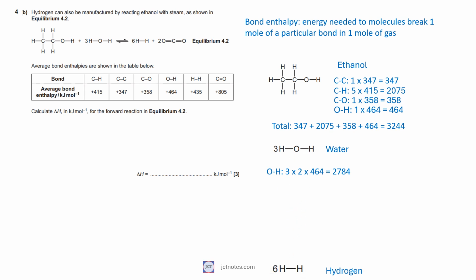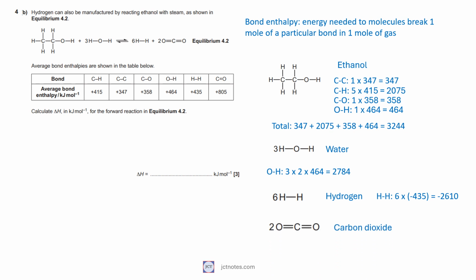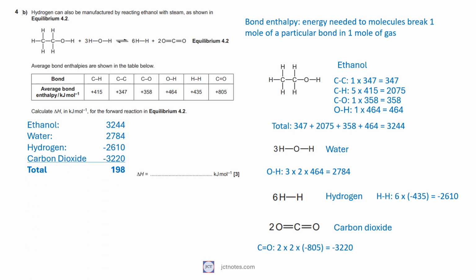We start with the hydrogen. We have 6 moles formed, therefore the energy supplied will be 6 times 435 equals 2,610. Remember that the sign is changed, as we are forming bonds. And the last product is 2 moles of carbon dioxide, each mole has 2 carbon-oxygen double bonds. Therefore we are going to have 2 times minus 805 equals minus 3,220. Adding all together we have a total of 198 kilojoules per mole.